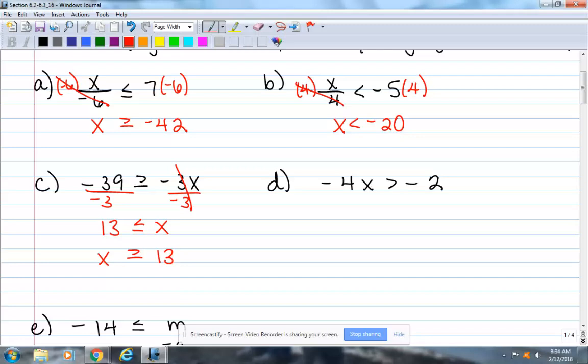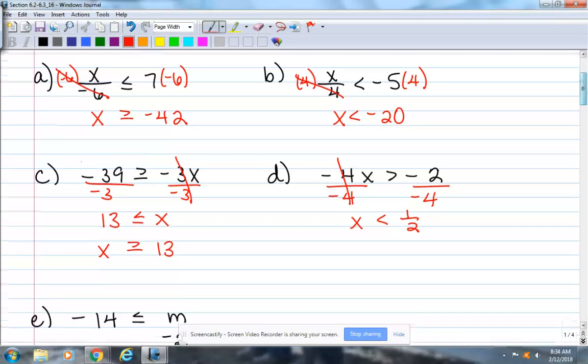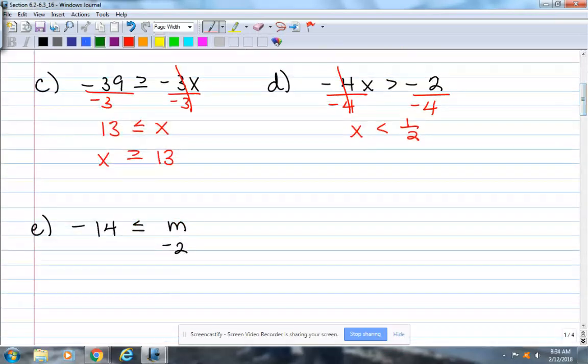All right, look at D. How do we get x by itself on problem D? Divide by -4. Are we going to flip it? And x is going to be less than what? A half. Not 0.5. There's a half. Only give me decimals when they give you decimals. This is supposed to have a division bar right here. Now that makes a little more sense.